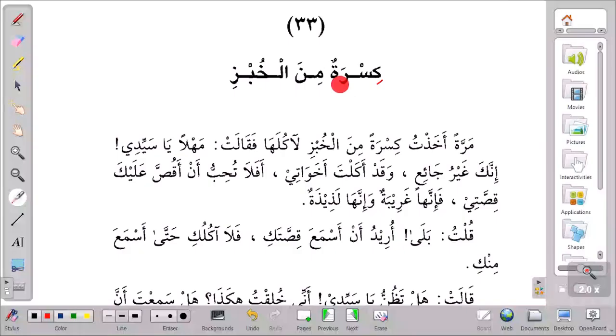So actually, let me try to explain. When we say kisratun, it simply means pieces or fragments of something. Assuming you have a particular thing, for example a glass, and it fell and broke into pieces, the pieces are termed as kisratun. The same way with bread, the pieces of the bread are all termed as kisratun. So kisratun min al-khubs is a broken piece of the bread.